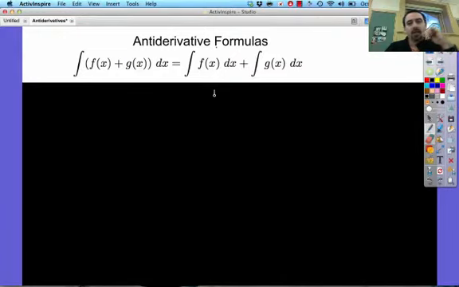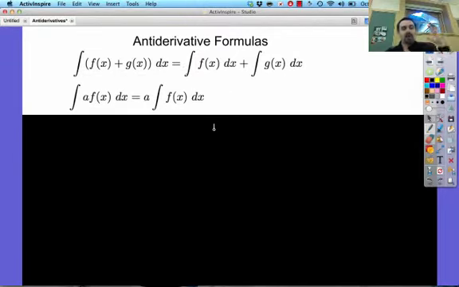We have a real nice formula which says that if I take the antiderivative of the sum of two functions, I can take the antiderivative of each individual function and add them together. That's what this first one says. And the second one says that if I have a number times a function, all I have to do is take the antiderivative of the function and multiply it back by that number. These two formulas hold for both derivatives and antiderivatives.